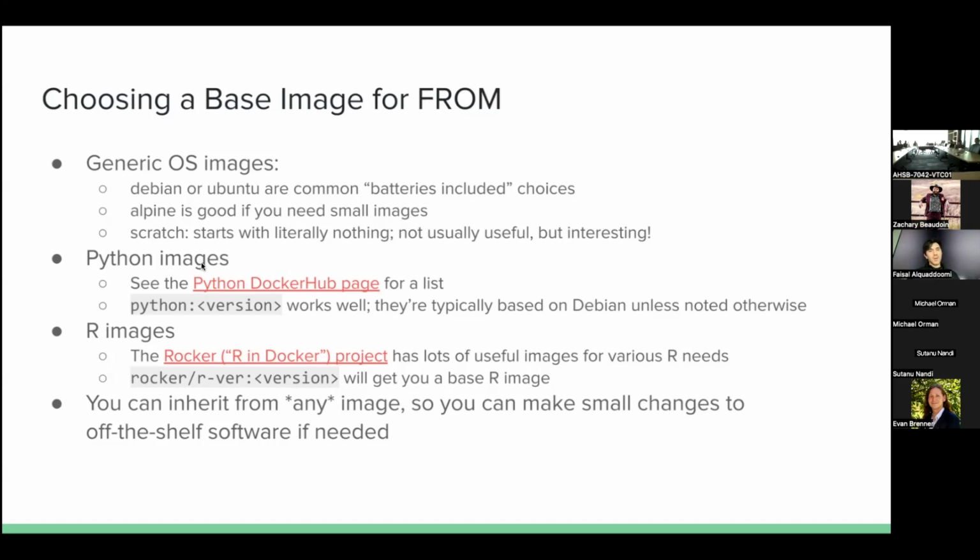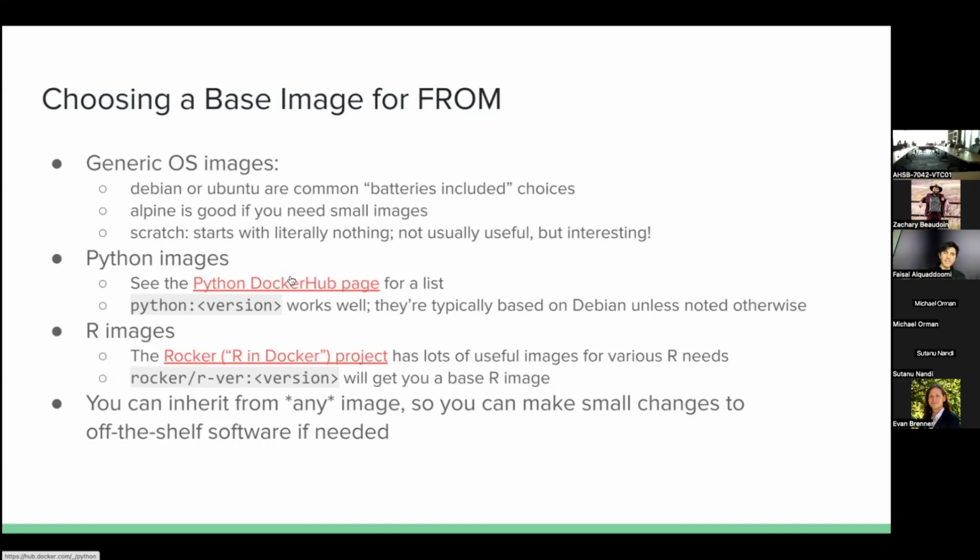Yeah, so in addition to these generic OS images, there's also language-specific images. They typically include a runtime for that language, and they're typically tagged with different versions of that language. So there's some for Python. I've linked to the Python Docker Hub page. Not only does this have a list of these images, it also has instructions on how to use them. So they expect different environment variables, things like that.